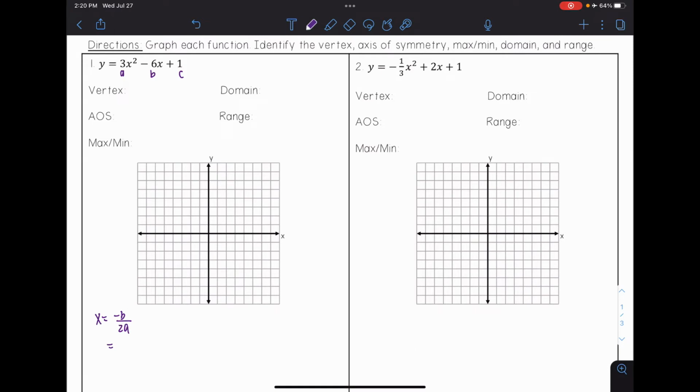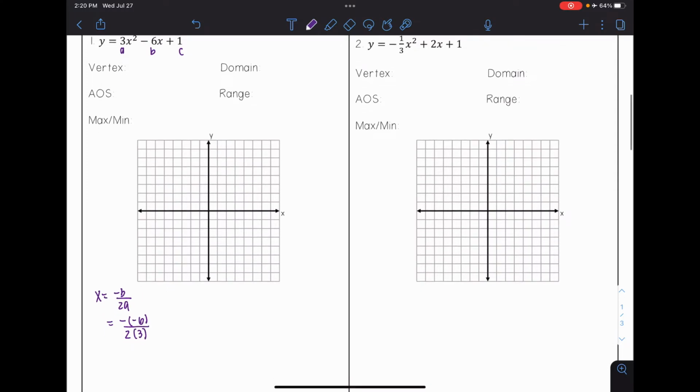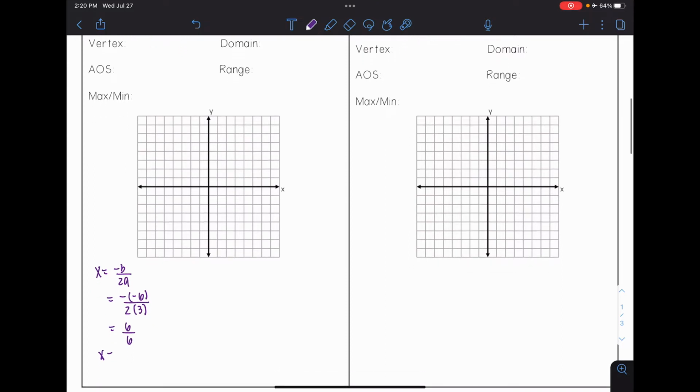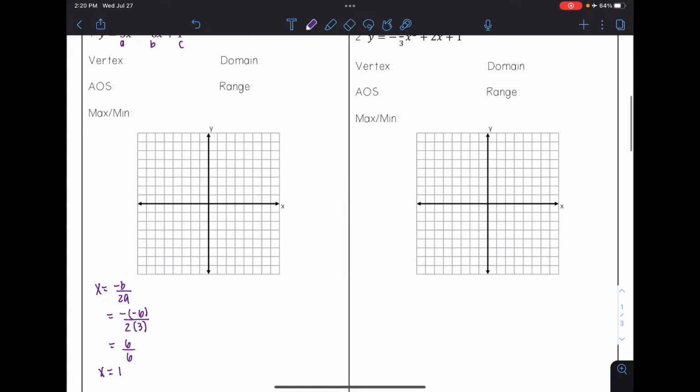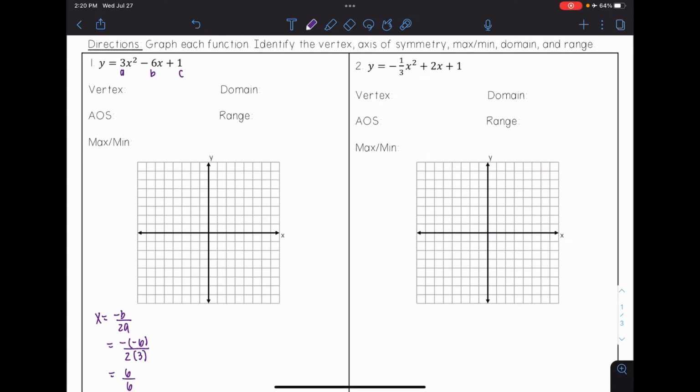So I want to take the opposite of b, so I'm taking the opposite sign of negative 6, over 2 times a, which is 3. Well, opposite of negative 6 is just positive 6 over 2 times 3, which is 6. So I get that x is equal to 1. So that means that the first coordinate of my vertex is 1.